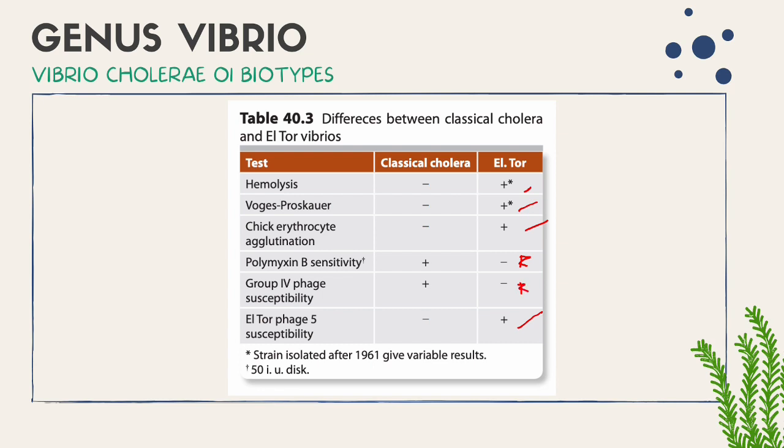So, negative is resistant, no? So, palitan natin to. When we report sensitivity testing, mas maganda na we report them as resistant or susceptible. So, for classical, susceptible yung both polymyxin and group 4 bacteriophage or group 4 phage susceptibility test.